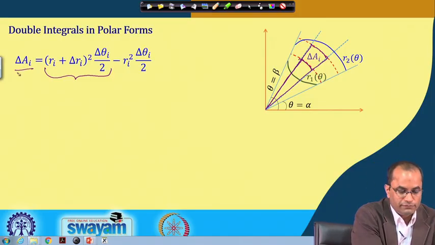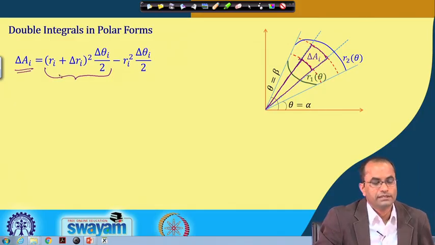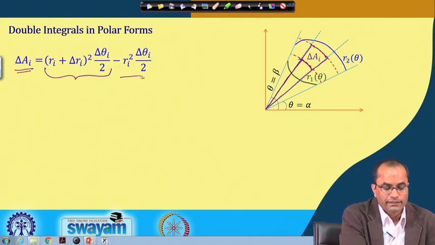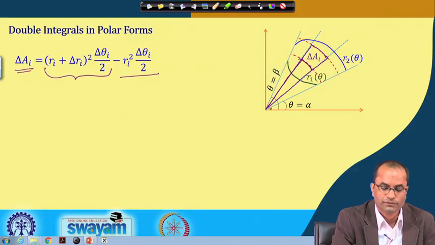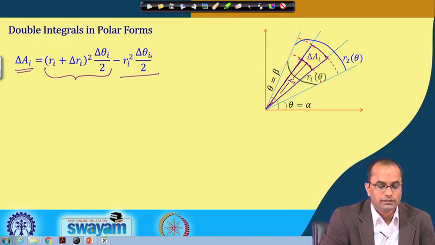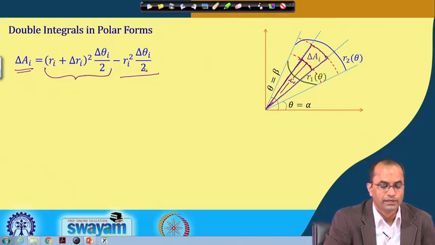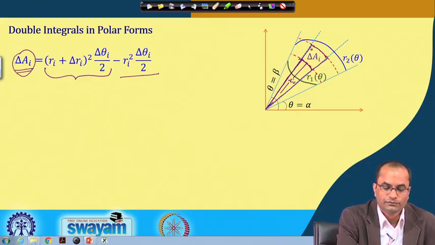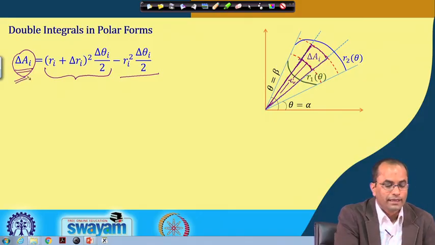So, the delta A_i will be given by (r_i + delta r_i) squared times delta theta_i by 2, minus, for the inner part, r_i squared, because the radius from here to here is r_i. So, this r_i squared and delta theta_i by 2 again. So, that is the area of this small region which we have denoted here by delta A_i.